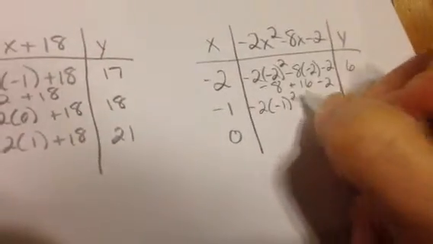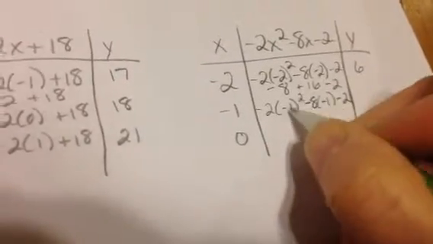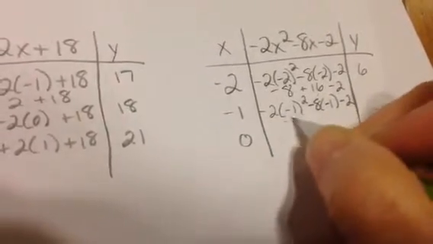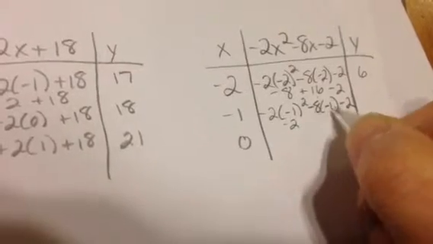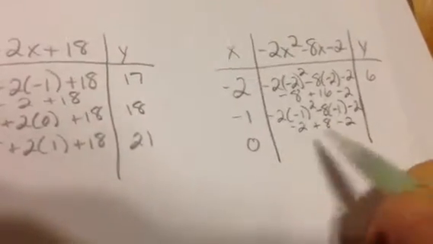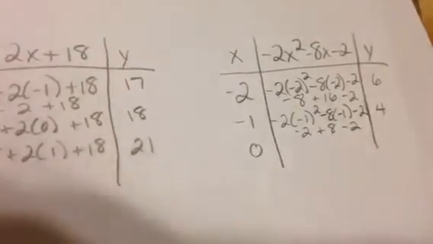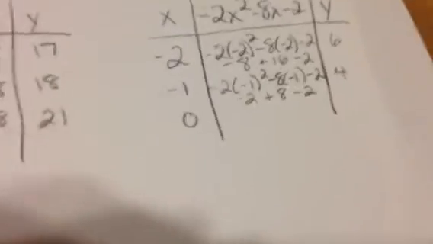Do the same with the -1. -2 times -1 squared minus 8 times -1 minus 2. So -1 squared is +1, times -2 is a -2. -8 times -1 is a +8, and then bring down that -2. So -2 plus 8 is 6, and 6 minus 2 is 4. And I see that's what's in the notes.